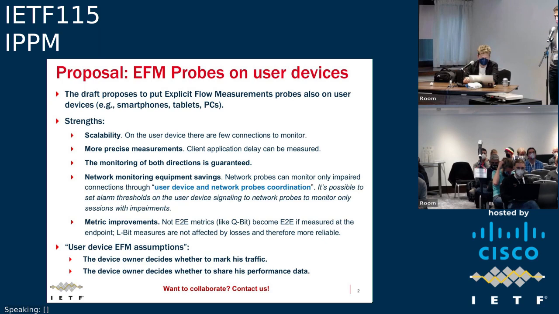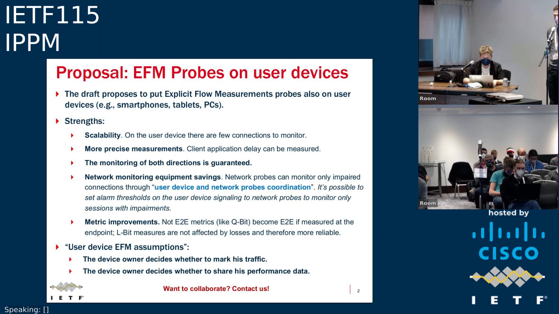This new idea has some advantages. The first one is scalability, because on the user device there are few connections to monitor, and it does not need many resources to monitor all of them. Using the probe inside the user device gives the possibility to obtain more precise measurements. For example, if we consider the client delay, we can remove the client application delay from the measurement, so we can measure only the delay that is on the internet path. Another advantage is that monitoring of both directions is guaranteed.